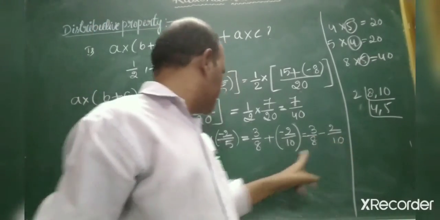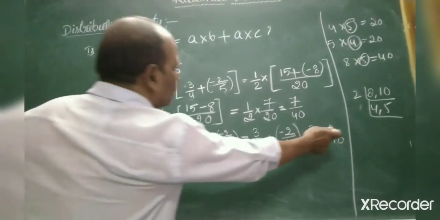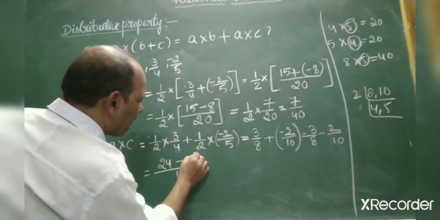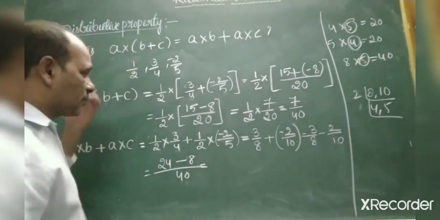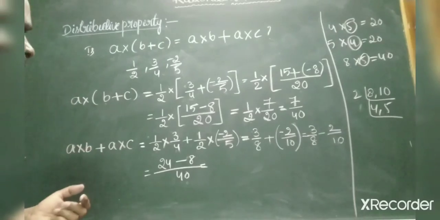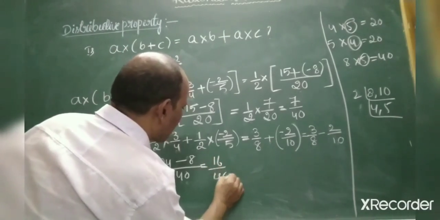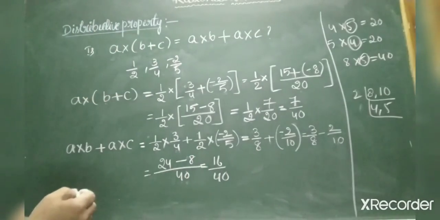10, how many times in 40? 10 times 4 is 40. That 4 multiplies the numerator. So 24 minus 8 is 16 by 40.